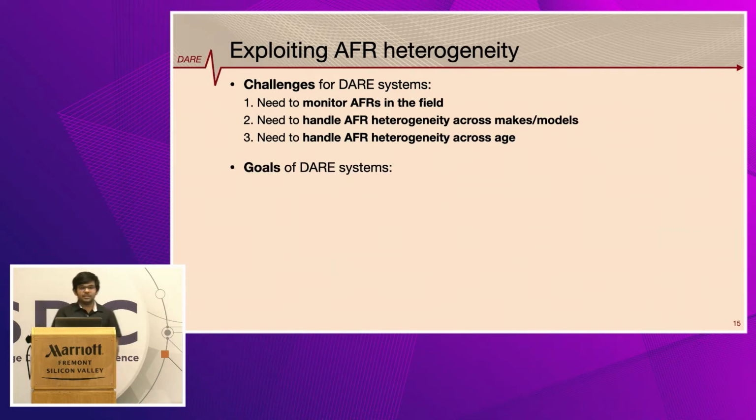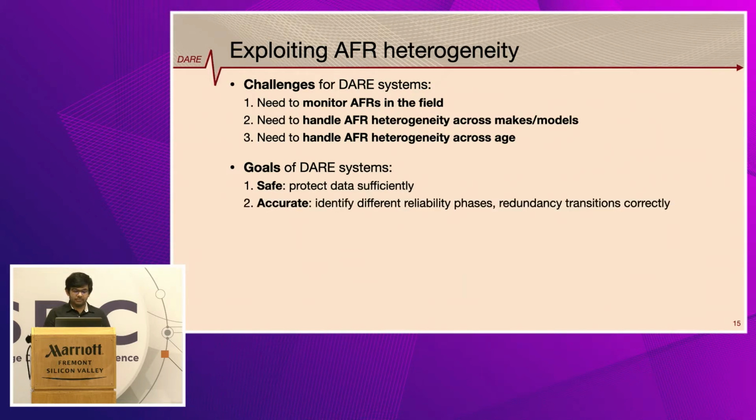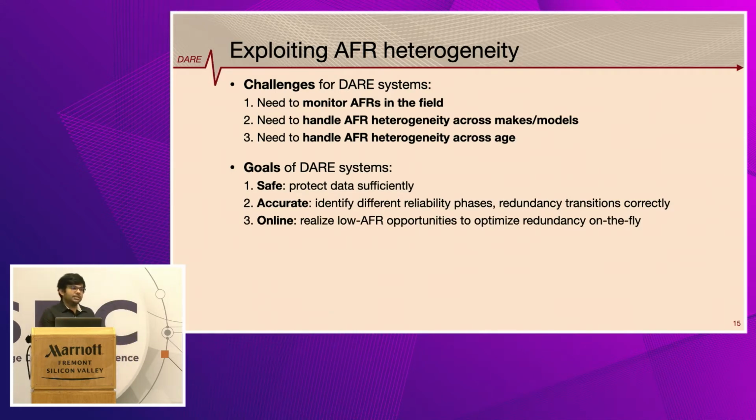So the goals of a disk adaptive redundancy system are, first and foremost, keep all the data safe throughout the disk's lifetime. Second, be accurate in the measurement of when to change redundancy, because if you're not very accurate, you might change redundancy when the failure rate is still high, and that can lead to data loss. All of these mechanisms of redundancy tuning have to happen in an online fashion. So if you look at the entire bathtub curve and then realize at a later point that I could have changed my redundancy in the past, that opportunity is lost.